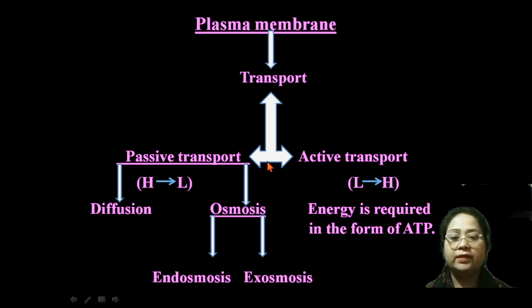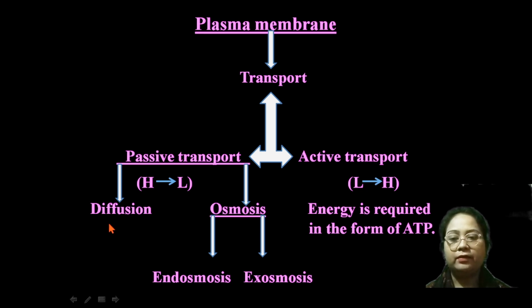Now let's see what is passive transport. Passive transport is the transport of molecules or substances from a region of higher concentration to a region of lower concentration. While active transport is very opposite to passive transport, that is, the movement of molecules or substances from a region of lower concentration to a region of higher concentration.